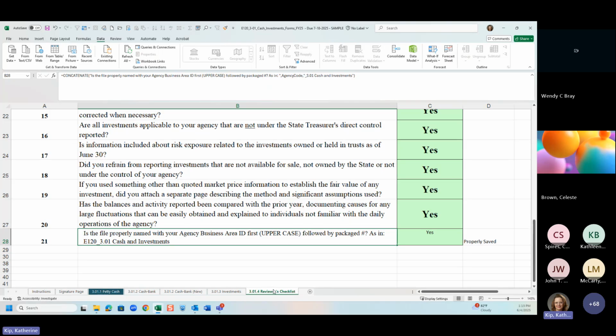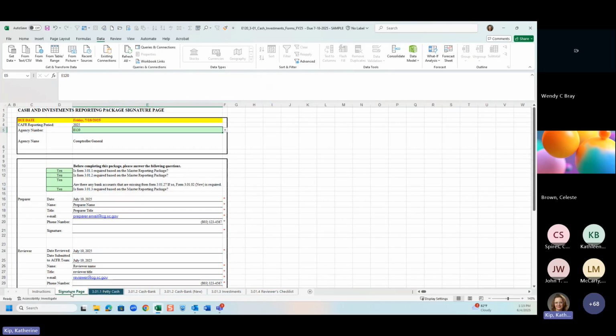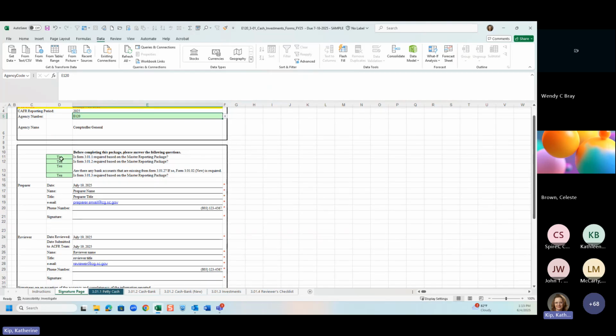Once you've finished your reviewer's checklist, then you'll go to your signature page and you will just mark here, was this package required based off your master reporting package, or do you need to do 3.1, which is petty cash, and do you need to do 3.2, which is the cash and bank? Then you have to answer, were there any accounts missing from 3.2? You'll have to add those accounts. The preparer, you'll fill this out.